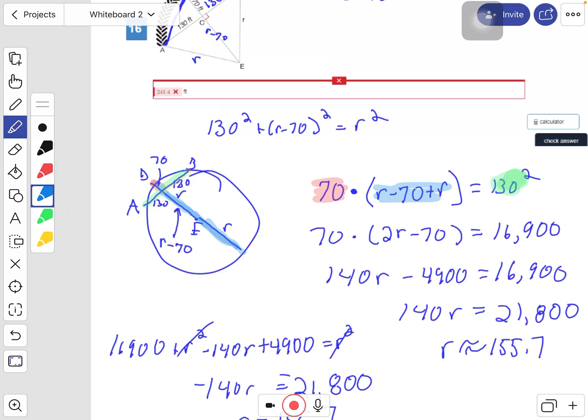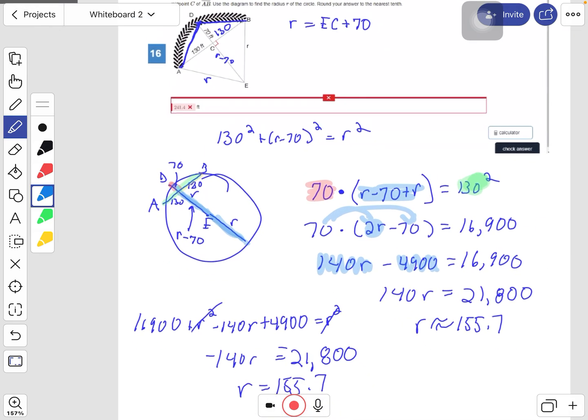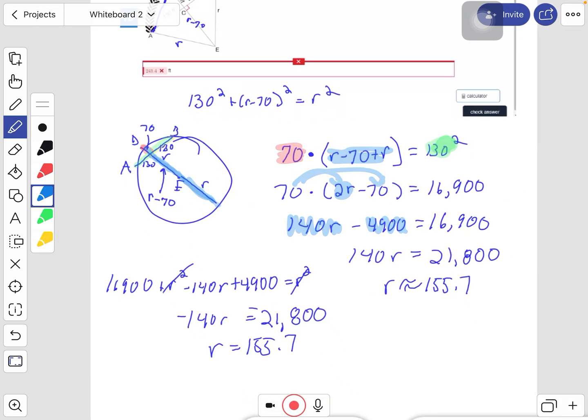But then, we got a little bit of algebra to do. So I went ahead and combined my terms. R and R is 2R. And I brought down my minus 70. And then I went ahead and distributed the 70 into the parentheses there. So I got my 140R minus my 4,900. And then I added 4,900 to both sides, which was 21,800 right there. And then I divided both sides by 140, and I got about 155.7.